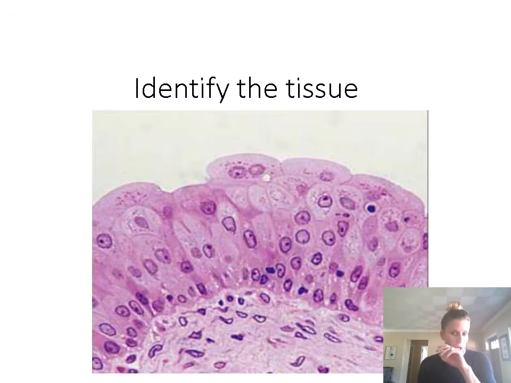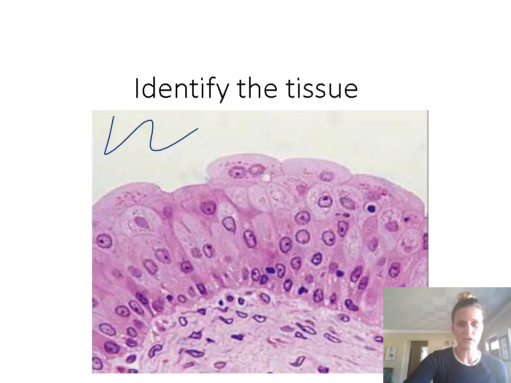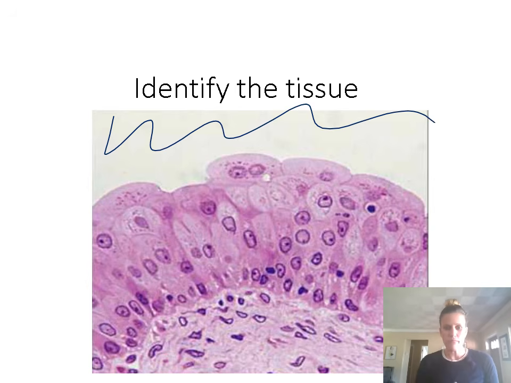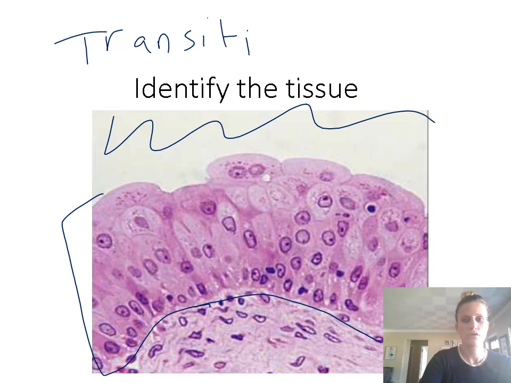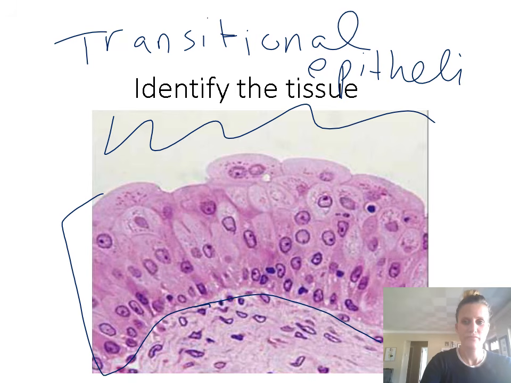This tissue is a type of epithelial tissue. It's kind of a weird type of tissue, though. It's its own type of tissue, but I know it's epithelial because of all this open space. So the tissue goes from here up to here. Now, this tissue is called transitional epithelial tissue. This is the tissue that lines the bladder.